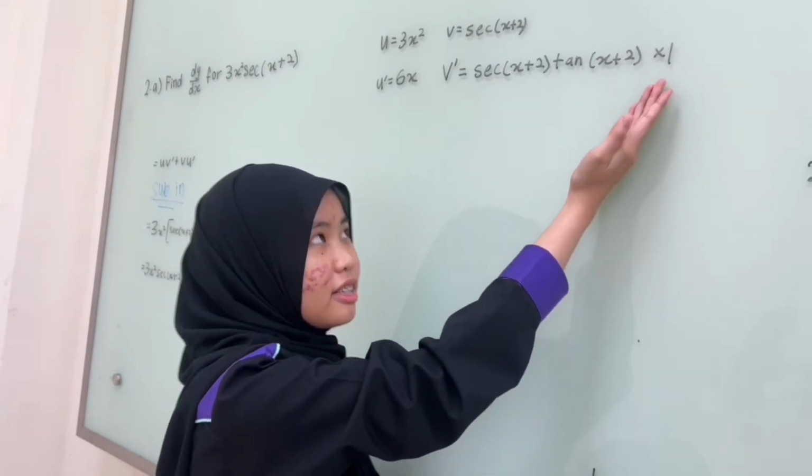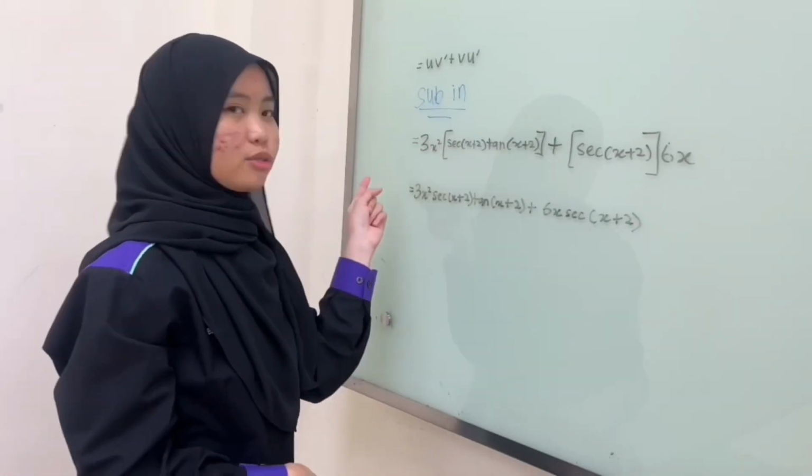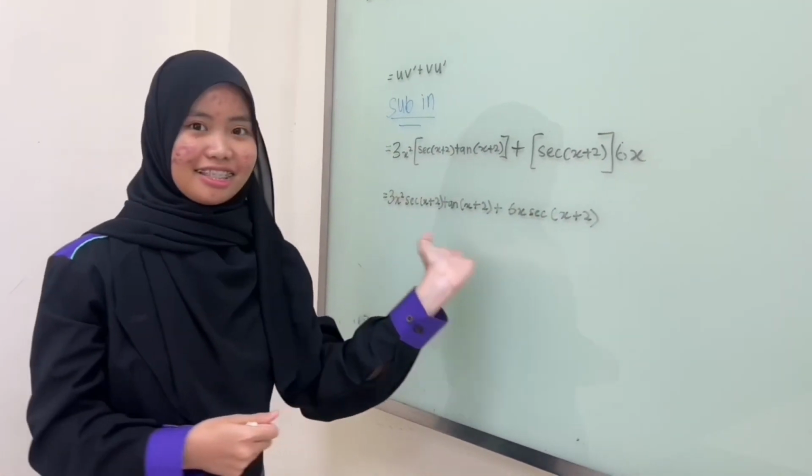So we just multiply by 1. We sum in all of these inside of the formula of our product rule. When we sum in, we have to expand each of them, and then we get the answer.